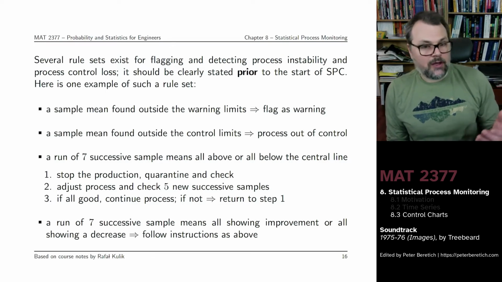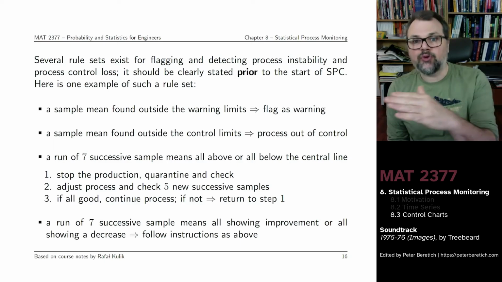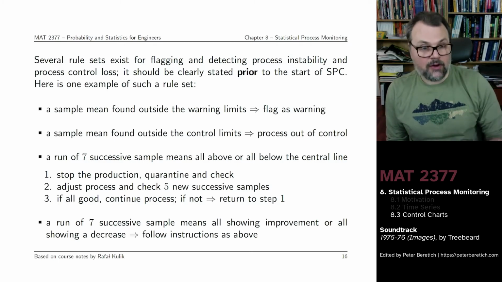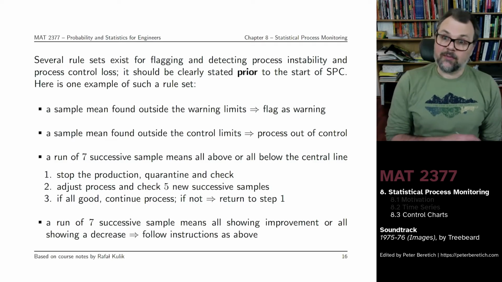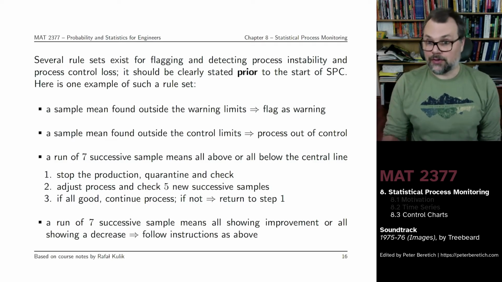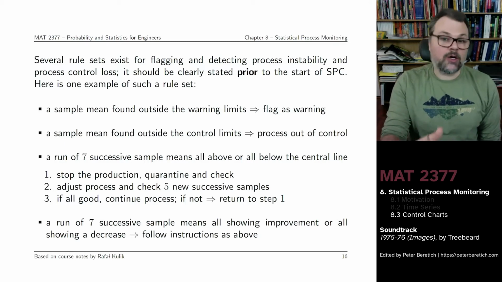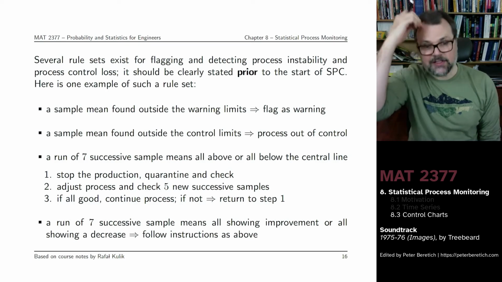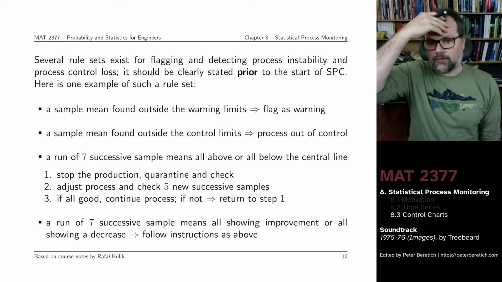If you see a run of 7 successive sample means that are all showing improvement or all showing a decrease, well, then you might want to go back to follow these rules, 1, 2, 3. You shouldn't be seeing completely different patterns than what's been established. Now, these rules will depend on the process. It depends on the engineers that are running the processes. It'll depend on the stakeholders. It'll depend on a number of things.